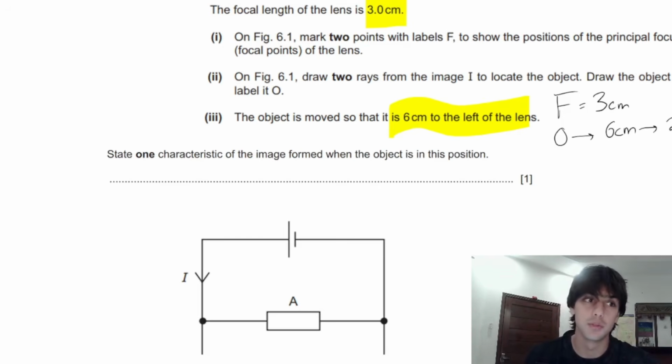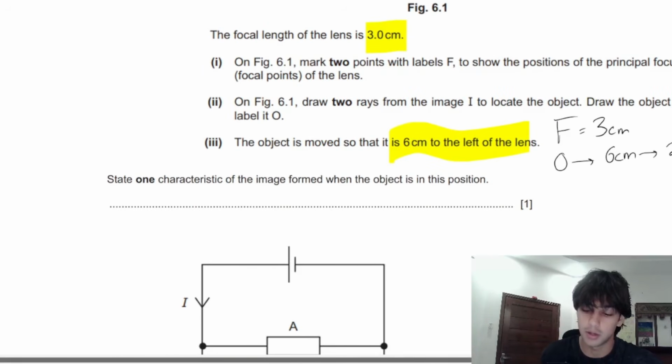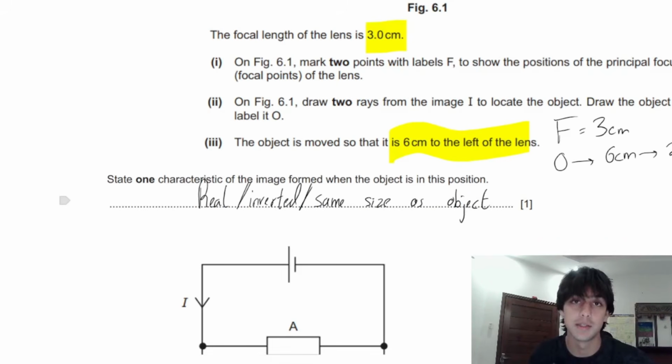Now we have specific rules for the image formed if we have different situations where the object is placed, depending on its position relative to the focal point. So for now, all you gotta know is that if the object is at a position where it is at 2f, the image is going to be real, it is going to be inverted, and it is going to be the same size as the object. So here is going to be our answer.